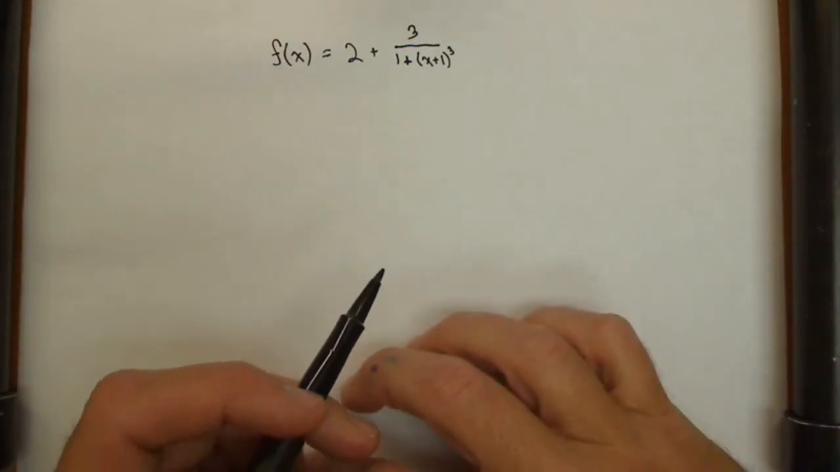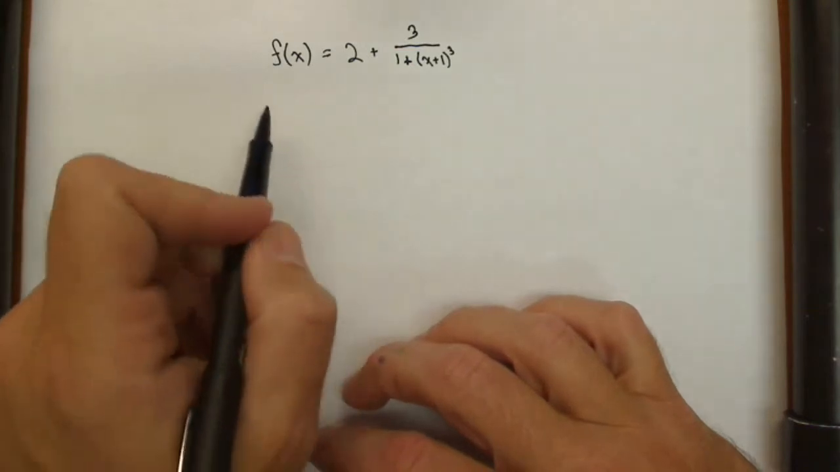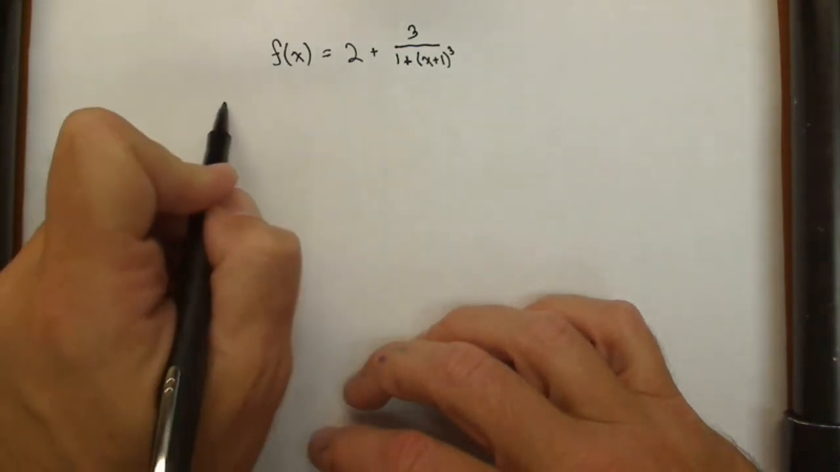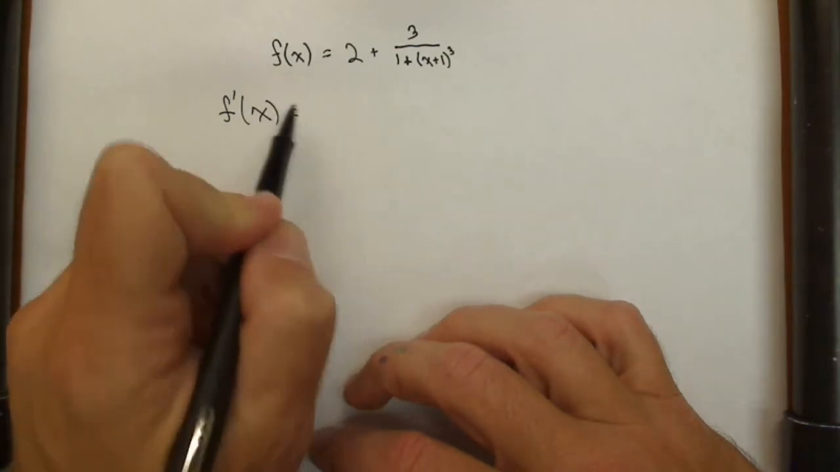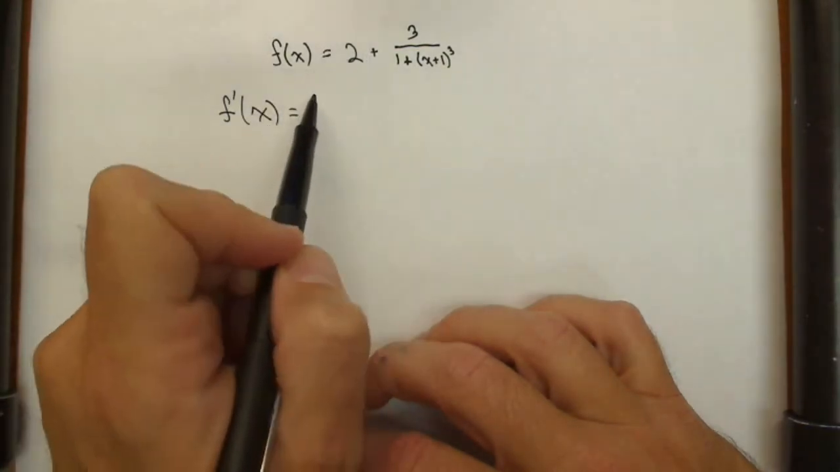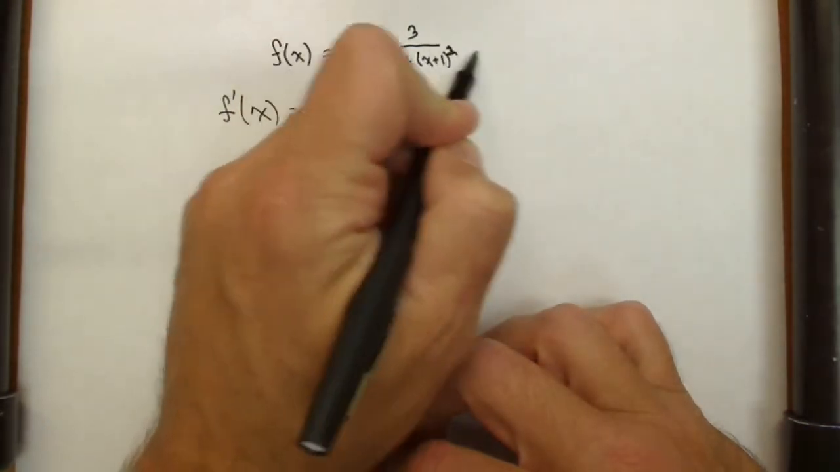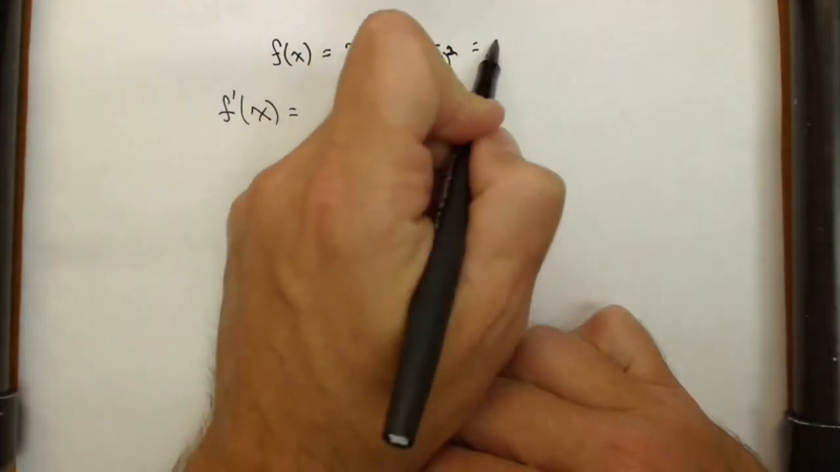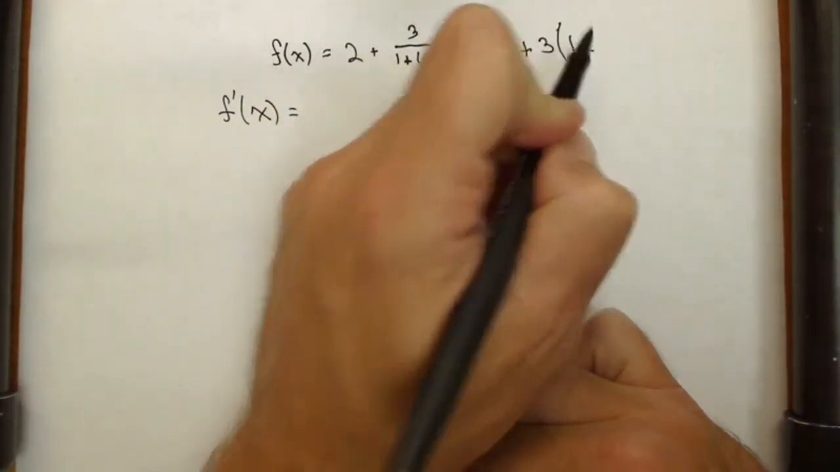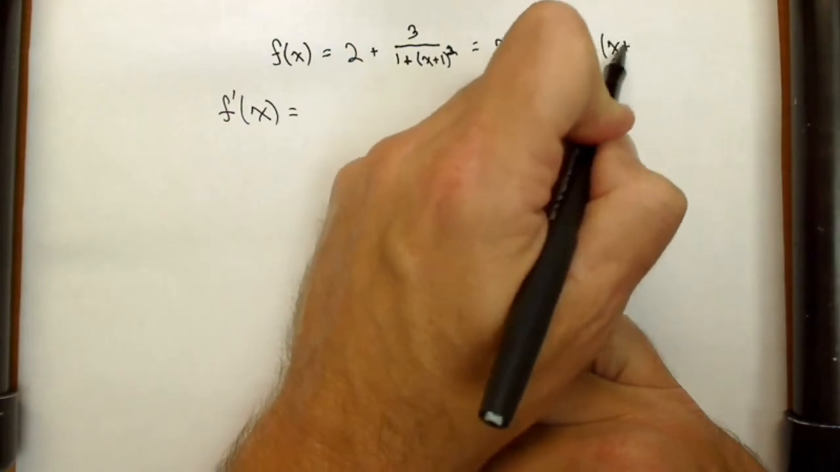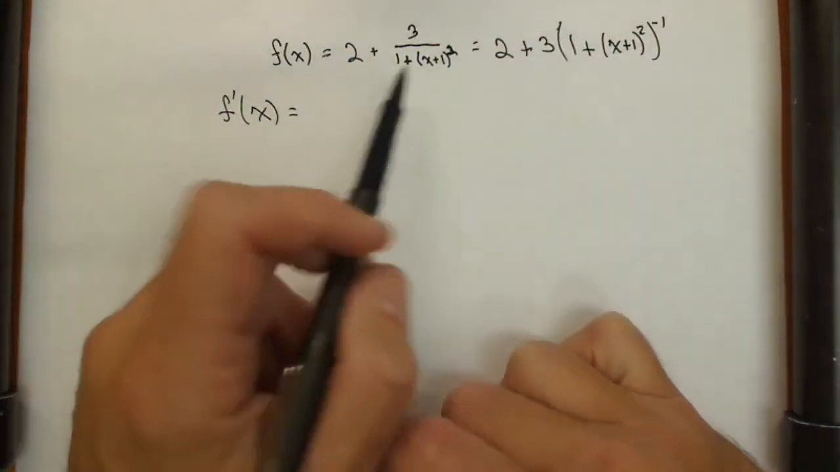So in preview activity 3.3, the first thing we're asked to do is determine all the critical values of f. We do that by calculating the derivative and setting it to 0. So f prime of x, well, the derivative of 2 is just 0. In fact, we may want to rewrite this first. We'll rewrite it as 2 plus 3 times 1 plus (x plus 1) quantity squared, all to the negative 1, so that I can just use the chain rule.